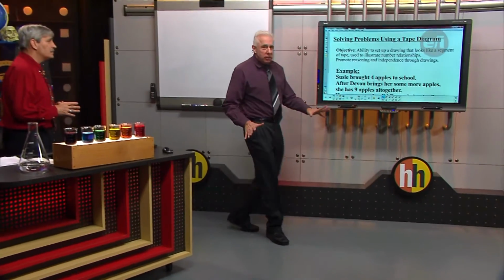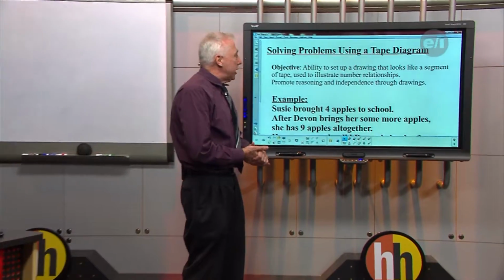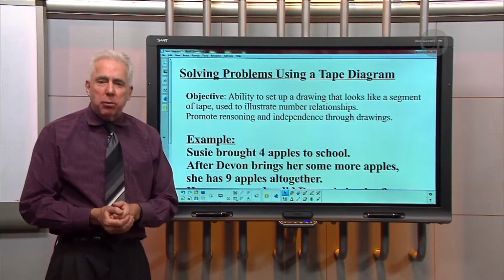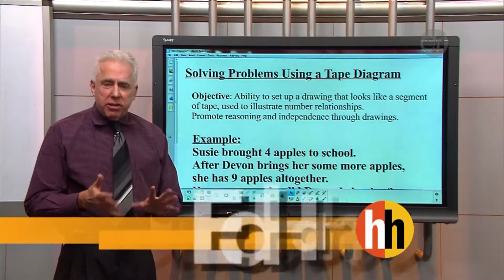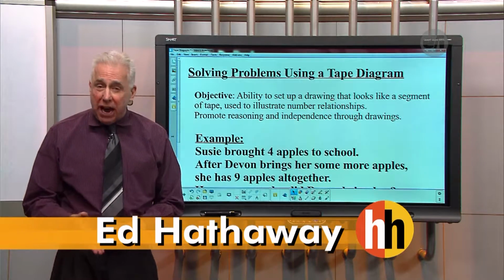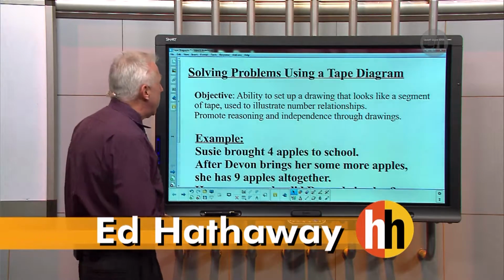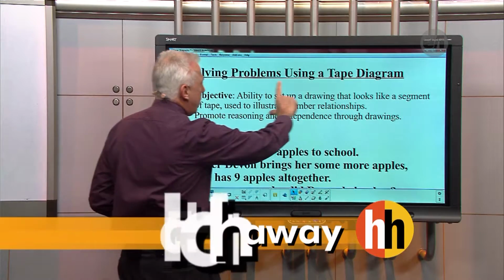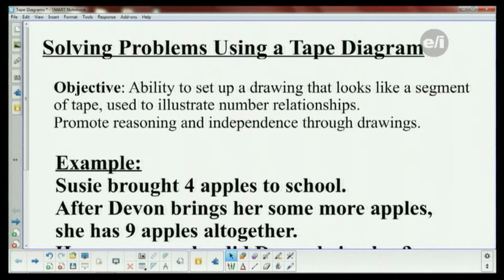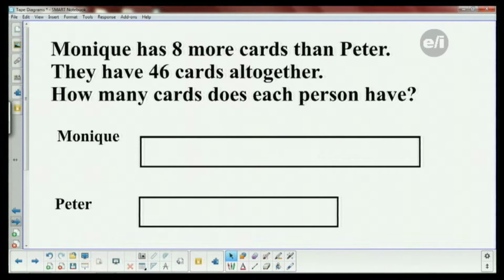And I enjoy these. Again, part of the Common Core is to be able to think outside the box, solve problems in visual manners. And one of the topics that's often discussed within the Common Core is these aspects of tape diagrams. And we did a couple recently on the show. But I just want to review real quick what a tape diagram is. It's the ability to use a drawing that looks like a segment of tape, and that will illustrate number relationships, promote reasoning, and independence through drawings.